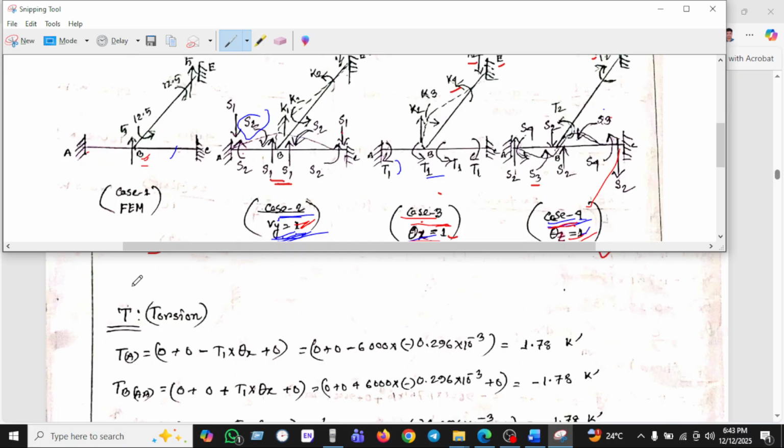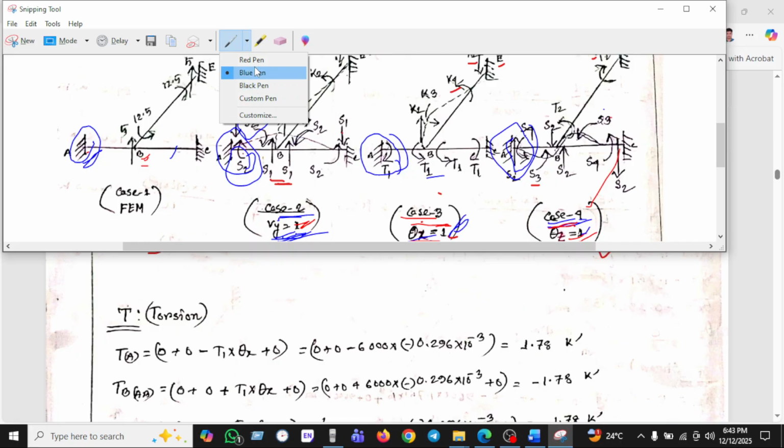Okay, torsion at point A. In the first diagram there is no torsion at point A, so 0. In the second diagram there is no torsion at point A, that's why 0. In the third diagram there is a torsion, so T1 into theta x. And in the last one there is no torsion at this point, that's why 0, and finding 1.78.